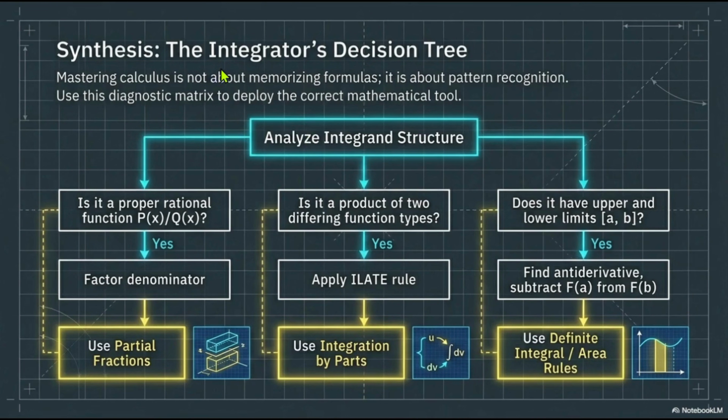And then this is the integration decision tree, like analyze the integrand structure. If it is a proper fraction P by Q, yes, factor the denominator and use partial fractions. If it is a product of two differing function types, yes, apply ILATE rules and use integration by parts. Does it have upper and lower limits a and b? Yes, find the antiderivative, subtract F(b) minus F(a). Use the definite integration area rules. So in this way we can do that.